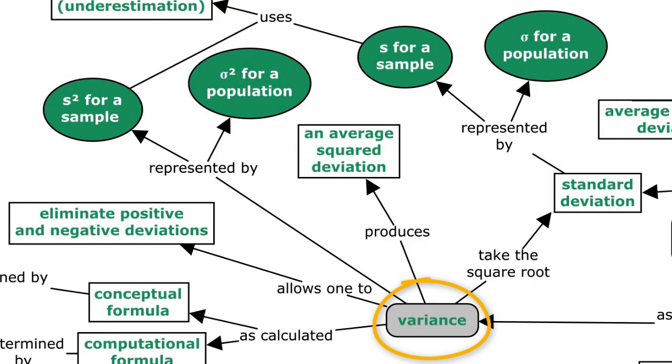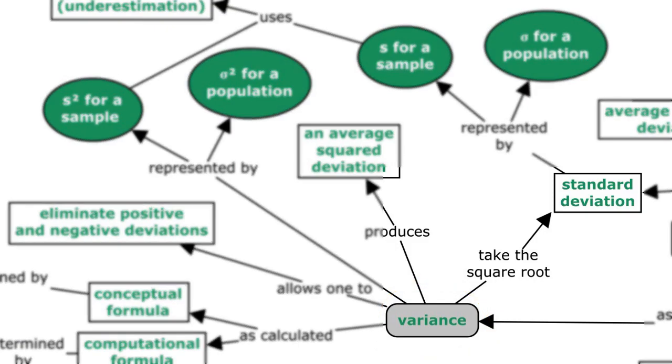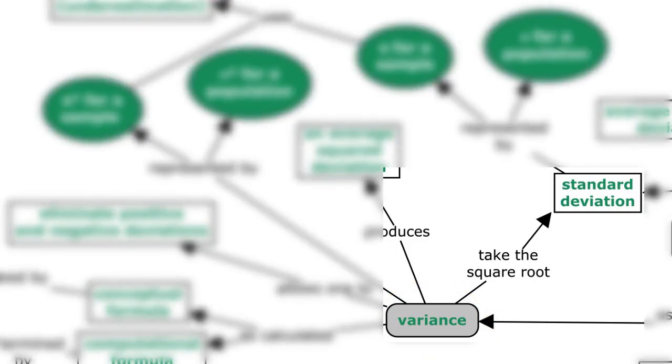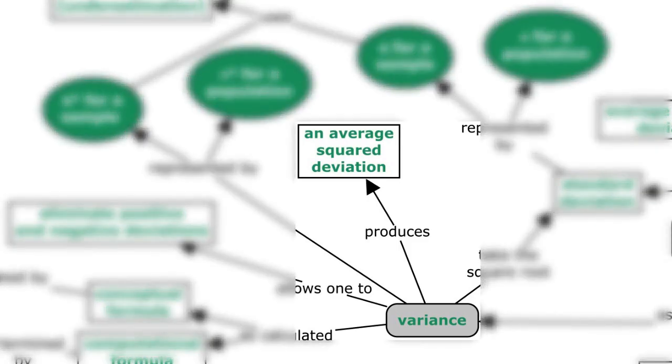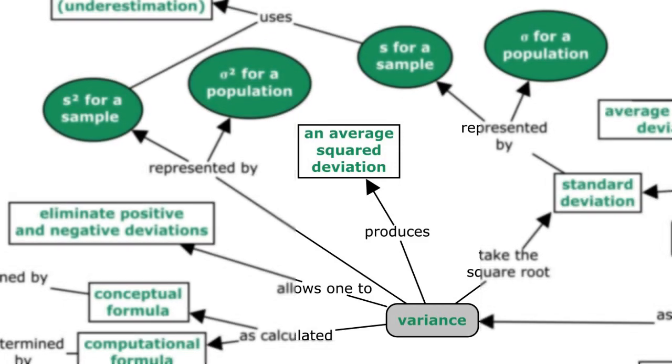The last of our measures of dispersion or variability is referred to as variance, and there's a relationship between variance and standard deviation. In fact, if you know the standard deviation for a distribution, it's just a matter of squaring it to get the variance. And if you have the variance for the distribution, one simply takes the square root to get the standard deviation. One way of thinking of the variance is that it produces an average squared deviation.